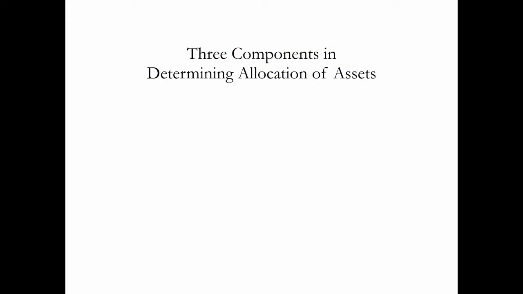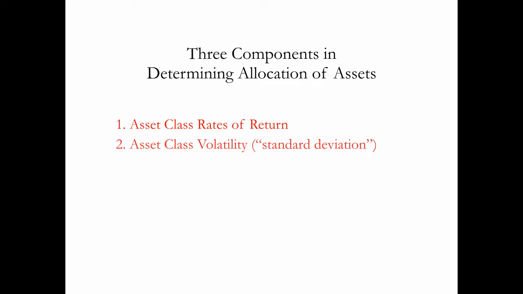There are three components or considerations in determining how we use asset allocation in our investment philosophy. The first component is the asset class rate of return. How much money has the asset class made over time? The second component, asset class volatility, is usually measured mathematically using standard deviation. How much does my portfolio go up and down? And the final component is the relationship of volatility between the asset classes, or correlation. Does one holding go up when another goes down?